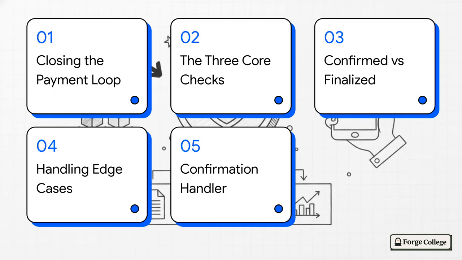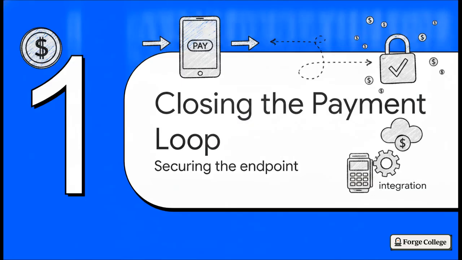So here's our game plan for today. 1. Closing the payment loop. 2. The 3 core checks. 3. Confirmed versus finalized. 4. Handling sneaky edge cases. And 5. Building the confirmation handler. Let's get right into it. Starting off with section 1, closing the payment loop.